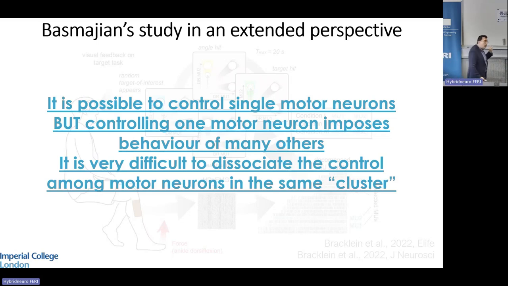So because of this, now our potentially 22,000 commands are becoming a bit less. It depends how big these groups are, right? If we have groups of 1,000 neurons, instead of 22,000 commands, we will have 22, right? If we have groups of 10,000 neurons, we have two commands, right? It depends how big these groups are, because within the group, the nervous system cannot dissociate.